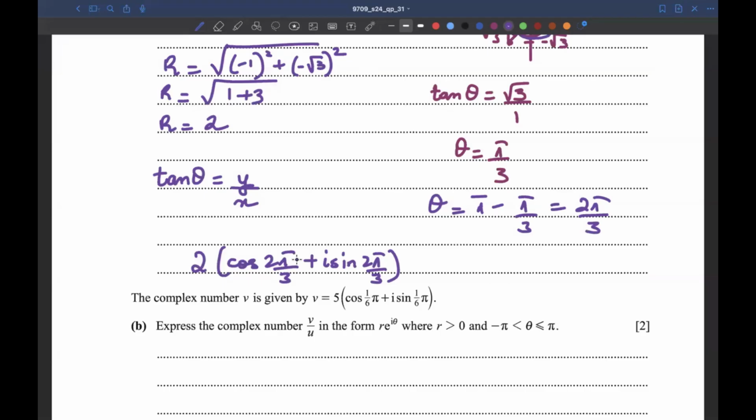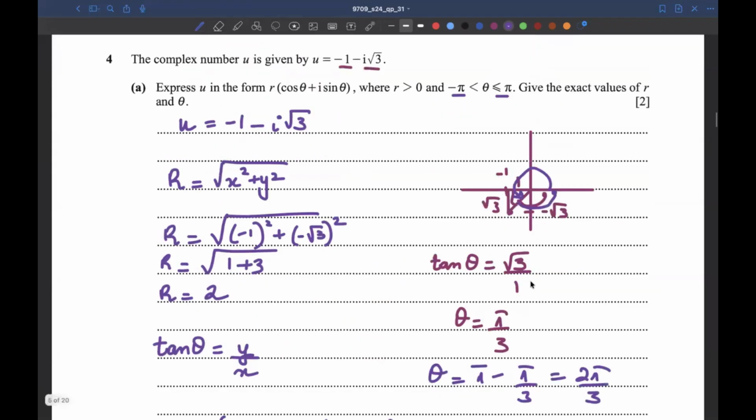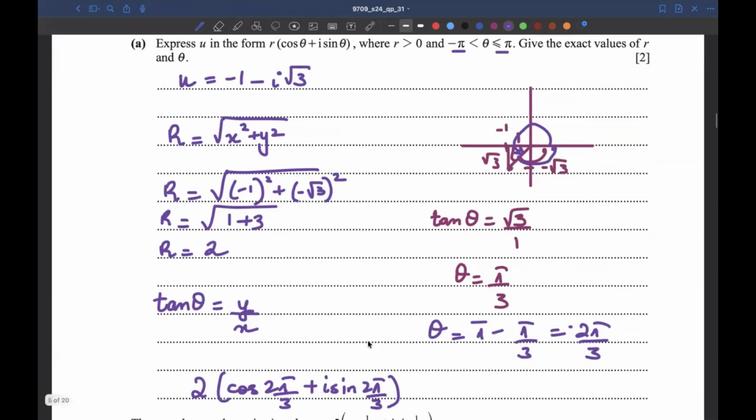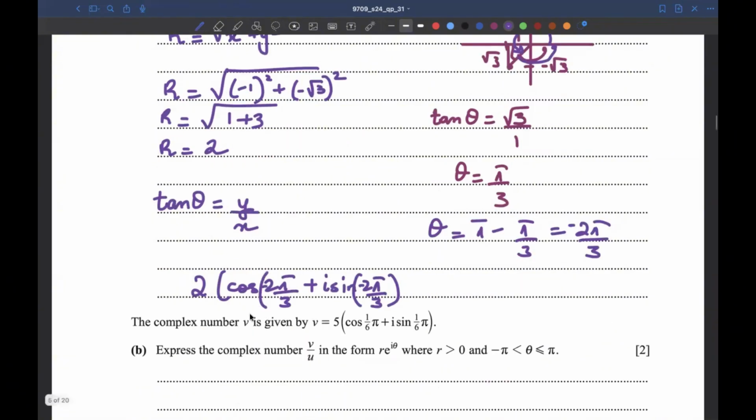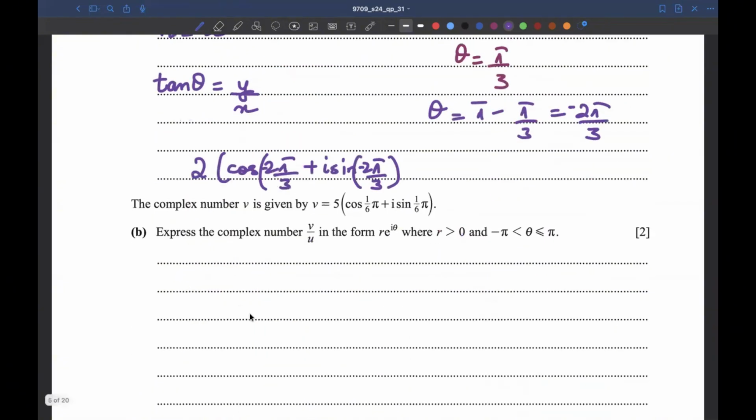And just one more thing, if we have measured it clockwise, then this has to be given as a negative value. So we'll have to make sure that we add a negative value over here as well. Now in part B, it says the complex number V is given. We have to express the complex number V upon U in the form R e power iota theta.